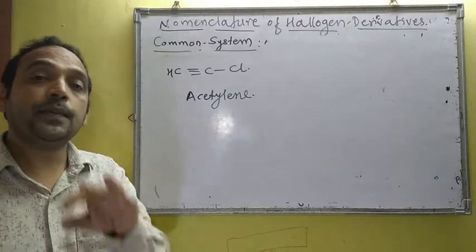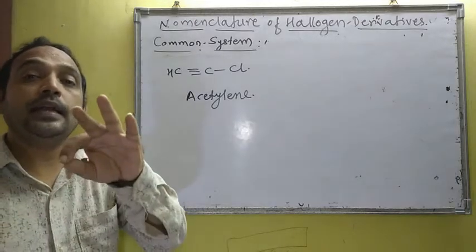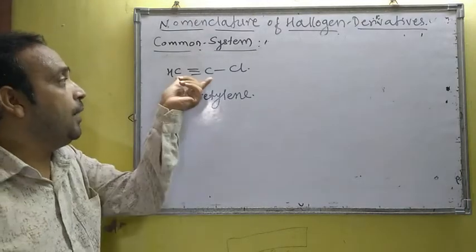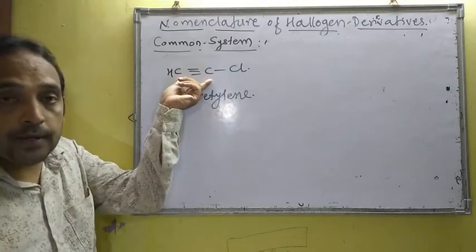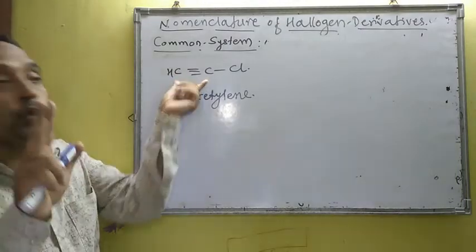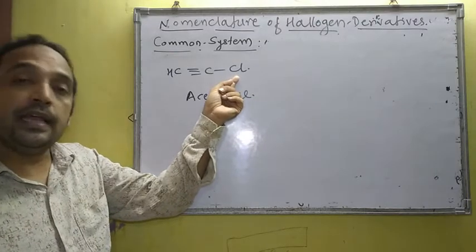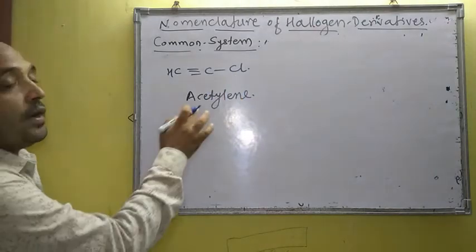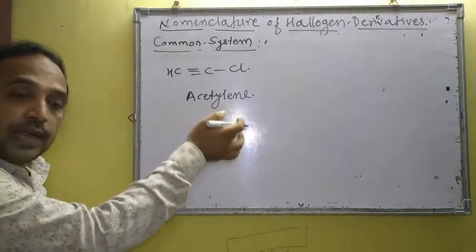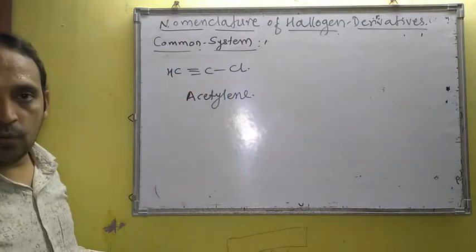Basic alkyne means the alkyne containing the least number of carbon atoms, and how many carbons is that? 2. So it is acetylene. The prefix used here is chloro, so it is called acetylene chloride or chloroacetylene. What do we call it?